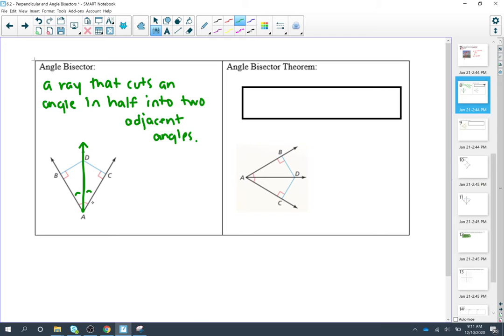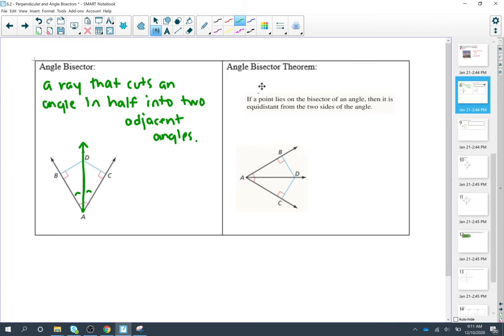That's an angle bisector. Now, the angle bisector theorem is going to say, if a point lies on the angle bisector of an angle, so let's say, for example, point D lies on the angle bisector. I know it's an angle bisector because I've got those two little markings there. Then it is equidistant, remember, that means equal distance, from the two sides of the angle. So then I could say that BD is going to be congruent to CD. That's our angle bisector theorem.